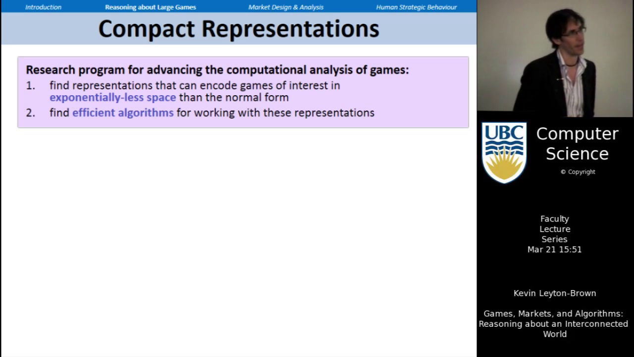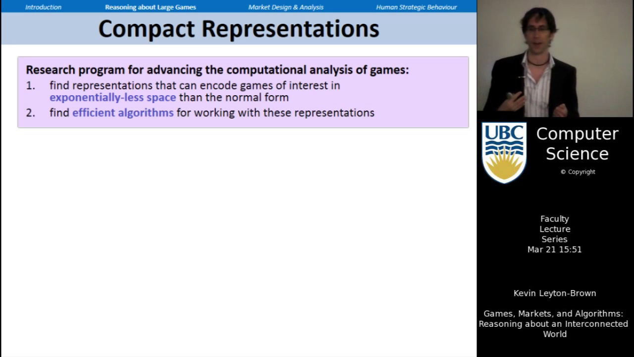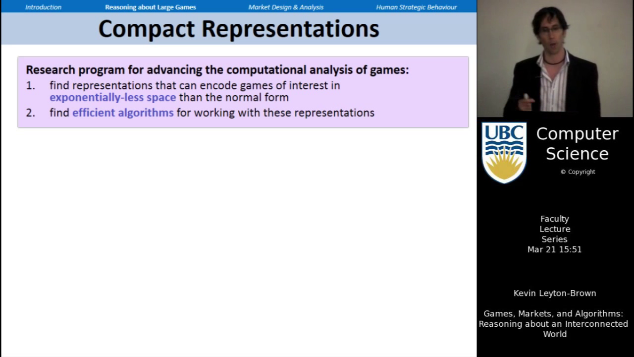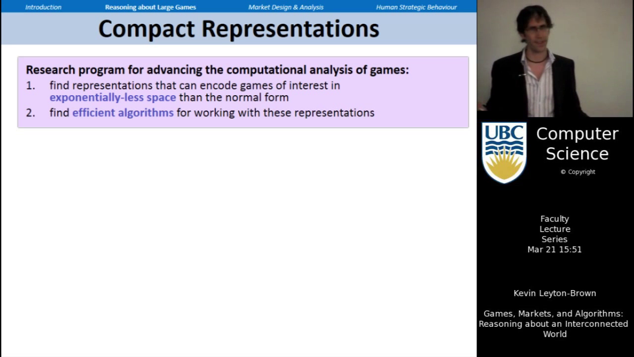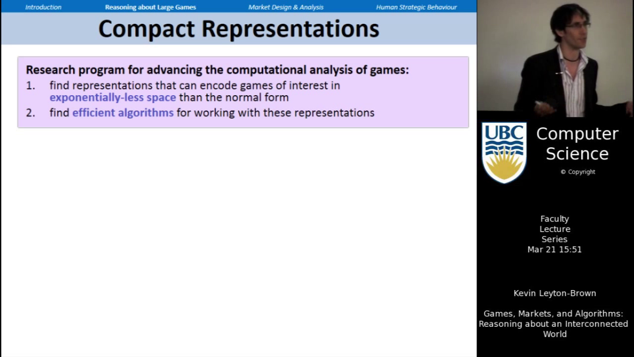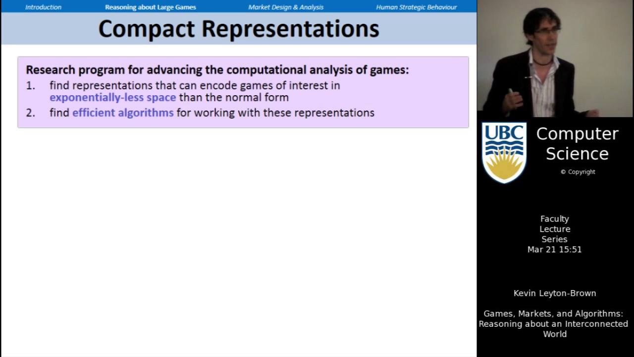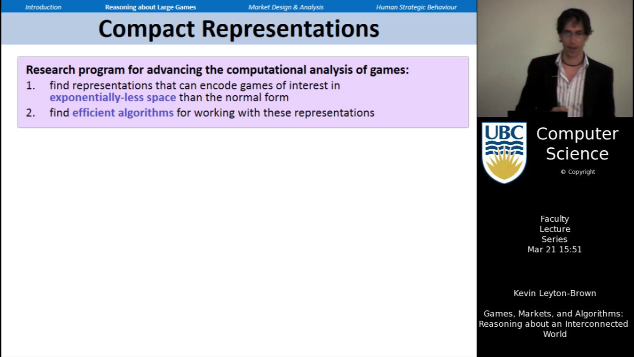This leads to the idea for a research program that would try to advance this computational program by, first of all, trying to find representations that can describe games that we're interested in more compactly, using exponentially less space than the normal form. And at this point, you might think to yourself, that sounds pretty easy to do. It seems as though any game that we're interested in is compact. That's what makes it interesting to us, that we're able to think about it. I'm not using an exponential amount of numbers in my head to think about a game.